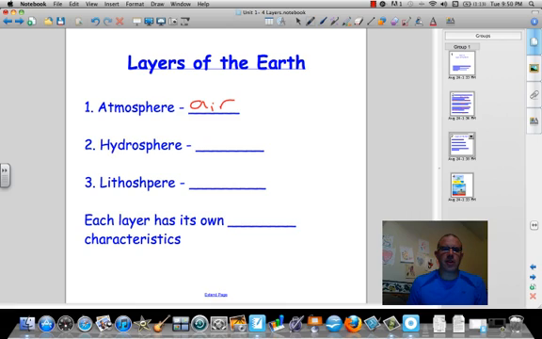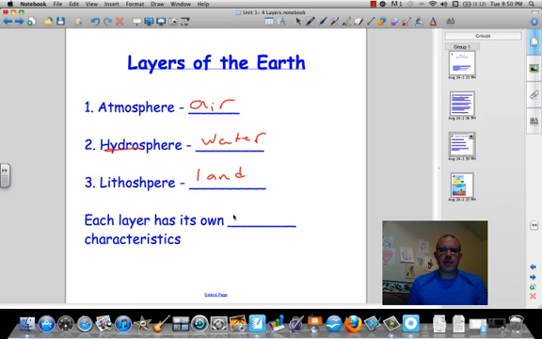Hydrosphere. We should all know what the prefix hydro stands for. That is the water layer. Or you could think of the H for H2O. And then there's the lithosphere. L for lithosphere, and then L for land. The lithosphere is the top, the land, the crust of the Earth.